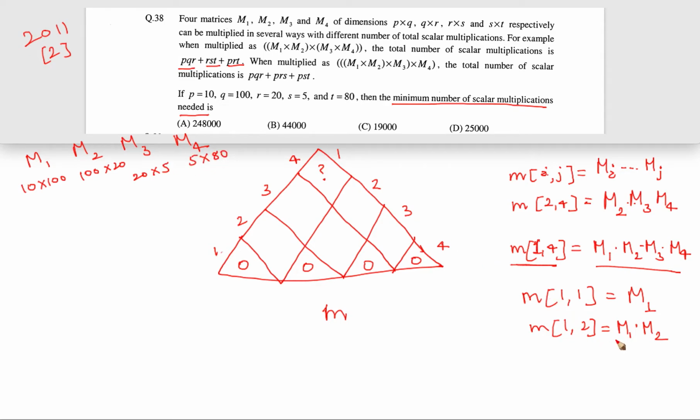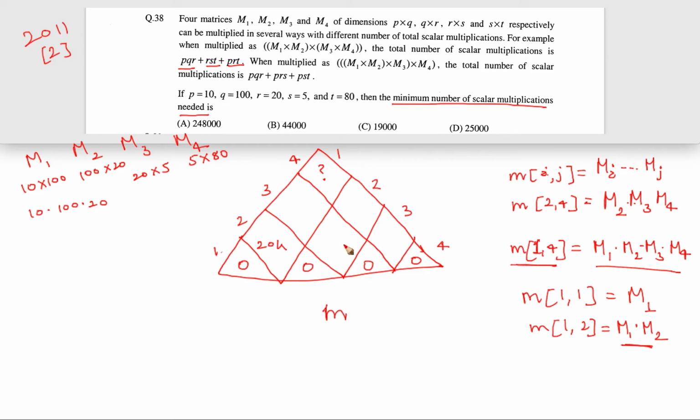Now what is this M1 into M2? What is going to be the minimum number of scalar multiplications? In fact, there is only one way, M1 into M2, and the number of scalar multiplications is going to be 10 into 100 into 20. Remember, we explained how this comes about. So here the answer essentially comes out to 20,000. Okay, 20k, I have written k for 1000.